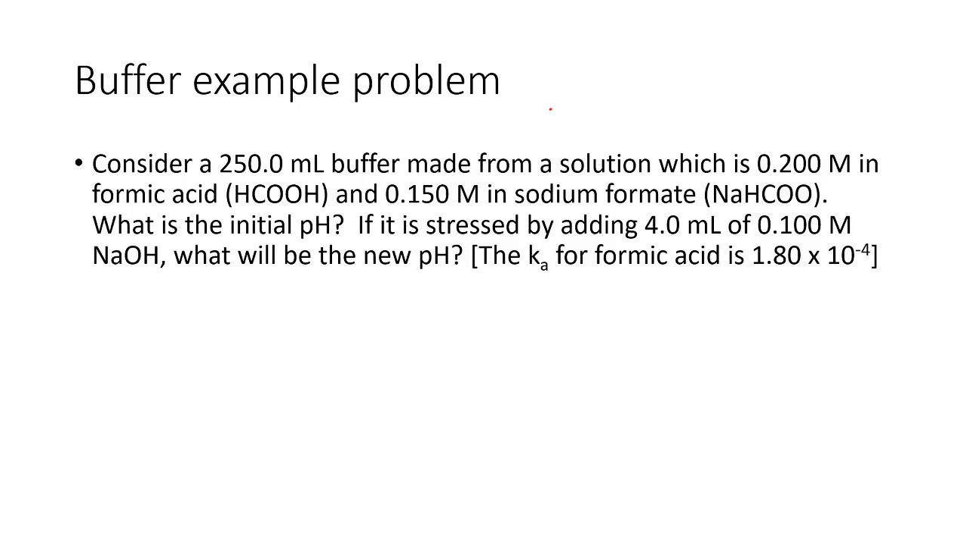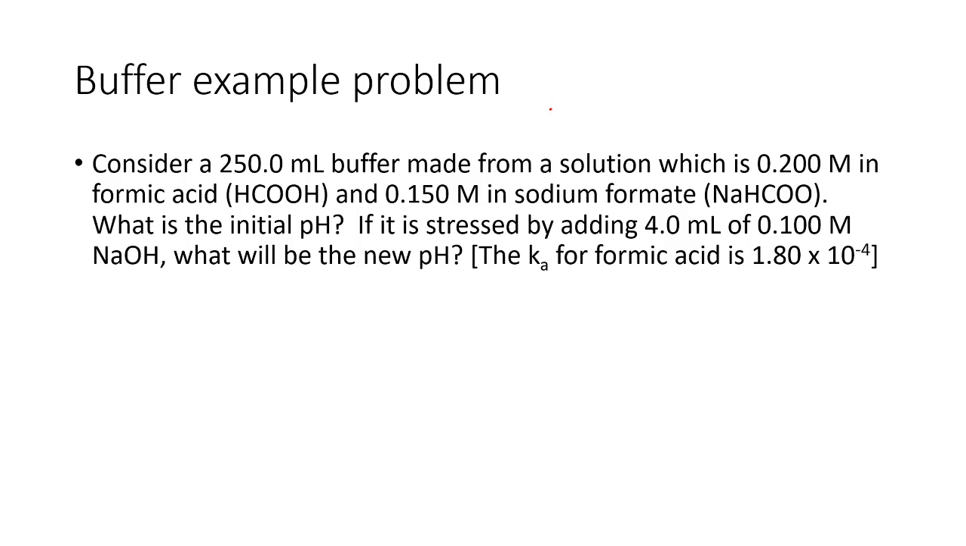It's 250 milliliters. It's made from a solution which is 0.2 molar in formic acid and 0.15 molar in sodium formate. We want to know first what is the initial pH, which we'll solve first, and then second, if we stress this buffer by adding 4 milliliters of 0.1 molar NaOH, what will be the new pH? And the problem lets us know the Ka for formic acid is 1.80 times 10 to the negative fourth.